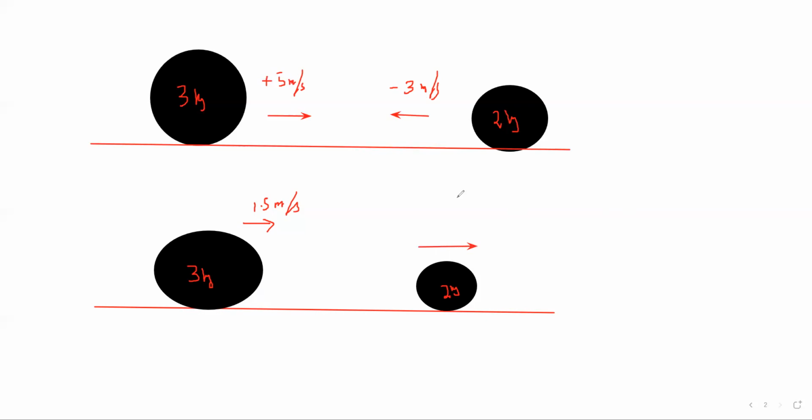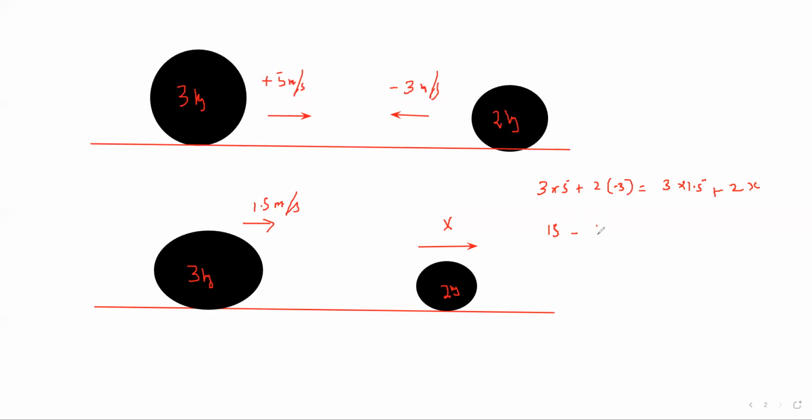So again, we will apply the conservation of momentum. Momentum before collision is equal to momentum after collision. So momentum before will be 3 multiplied by 5 plus 2 multiplied by minus 3, equal to momentum after collision. It will be 3 into 1.5 and 2 into x. So 3 multiplied by 5, that's 15.